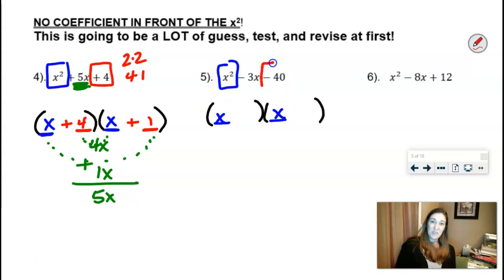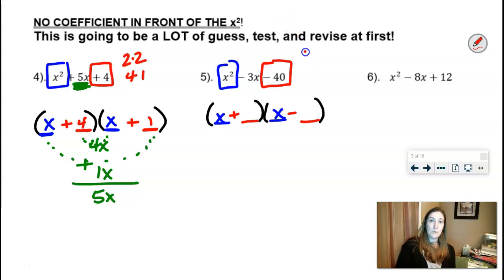Okay, so this is where it gets a little weird. The last terms, when I multiply them together, they have to give me a negative 40. So right away, as far as signs go, I know I have a positive and a negative. That's the only way for you to produce a negative product. 40. We got problems with 40, right? 40 has a lot of factors.